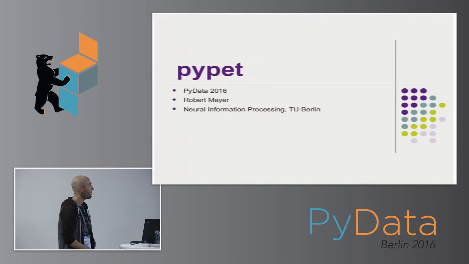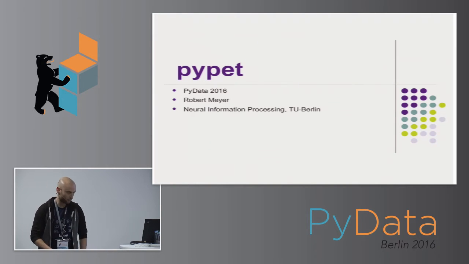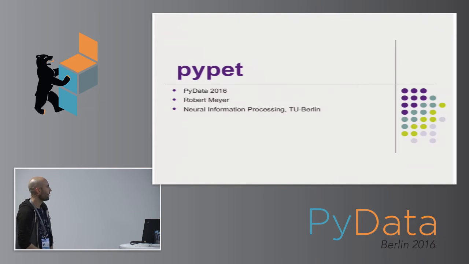I'm a PhD student at the Neural Information Processing group at the TU Berlin with Professor Klaus Obermeier. Usually I deal with the simulations of neural networks, but today I'm going to talk about a little Python toolkit I've been developing on the side, which is called pypet.